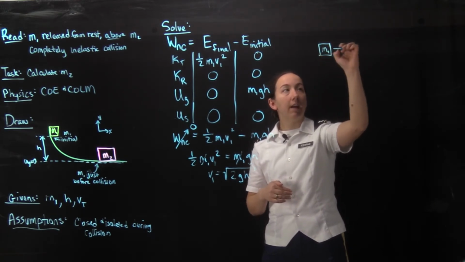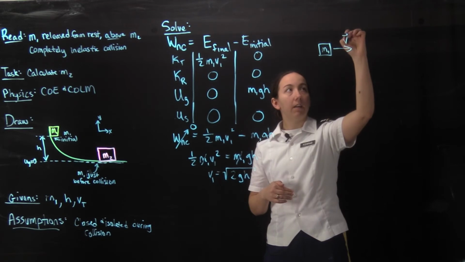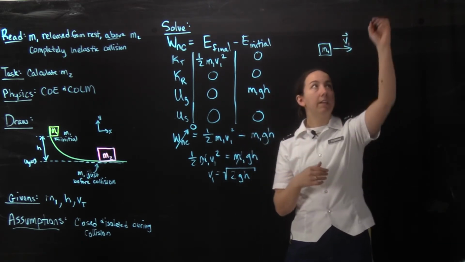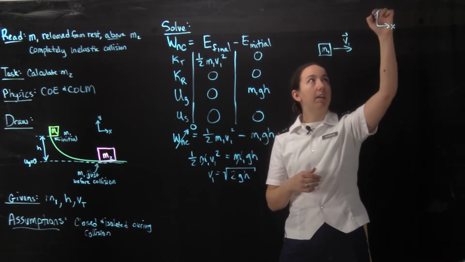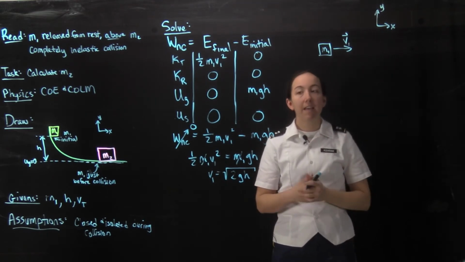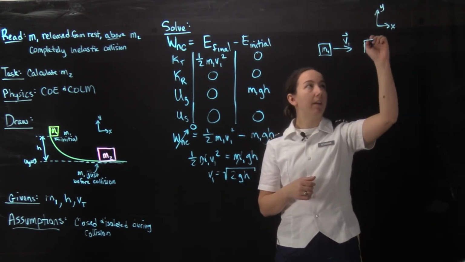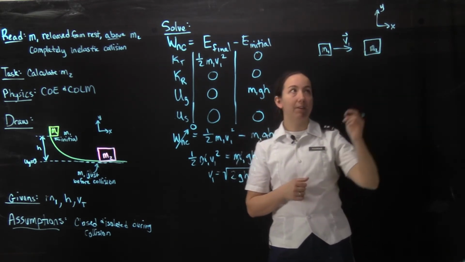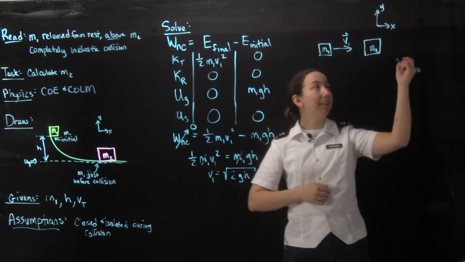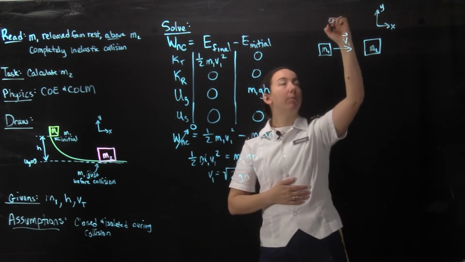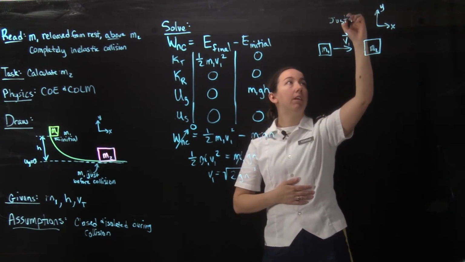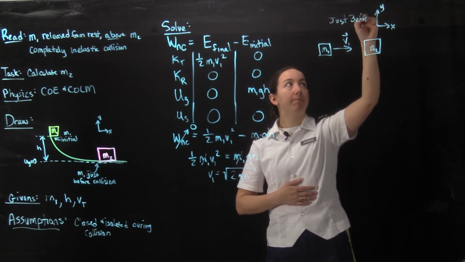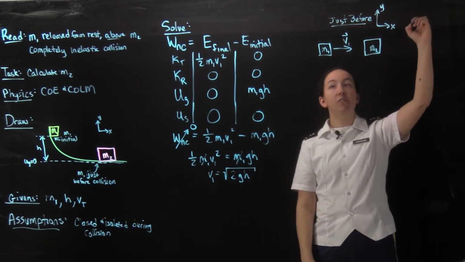Mass 1 has a velocity, and it's going in the positive x direction. Mass 2 does not have an initial velocity. Yay, that makes it super easy. So I'm going to label this picture just before. And then I'm going to label a just after picture.